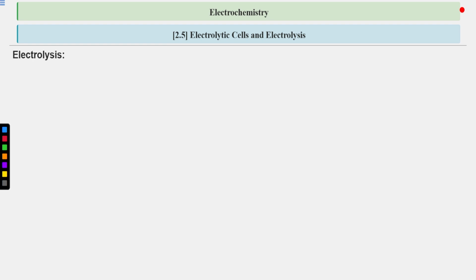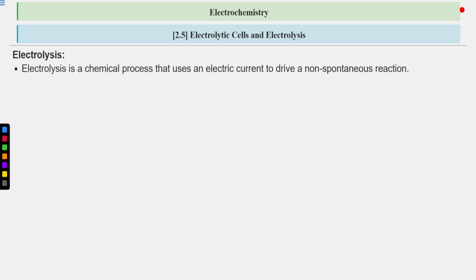So let's start with the first topic, which is electrolysis. Electrolysis is a chemical process that uses an electric current to drive a non-spontaneous reaction. There are two kinds of reactions, spontaneous and non-spontaneous. A spontaneous reaction can happen on its own; for that reaction, delta G is less than 0. But if the reaction is non-spontaneous, then delta G, the Gibbs free energy, is greater than 0.